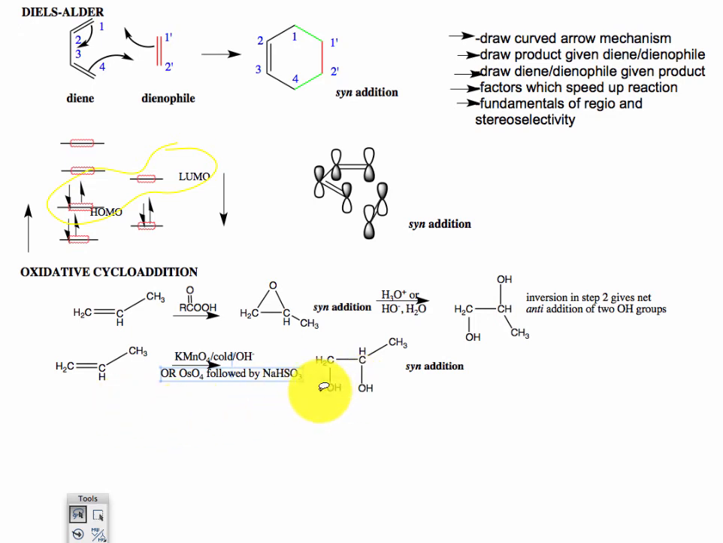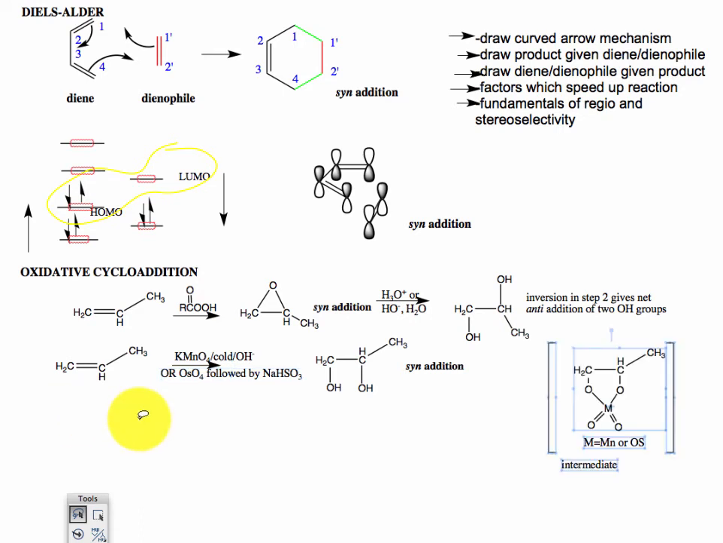And the reason that they end up syn or cis to each other is because of the intermediate of the cycloaddition reaction, where the metal in the center here is either manganese or osmium, depending on whether you started out with the KMnO4 or osmium tetroxide. The intermediate is made in a single step, a single cyclic step. And that allows us to do syn addition. Once the metal is cleaved off, we end up with our diol.